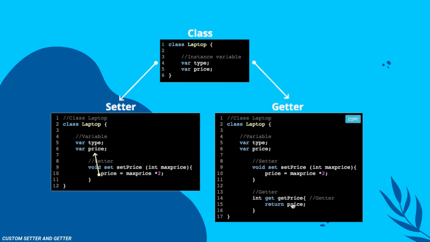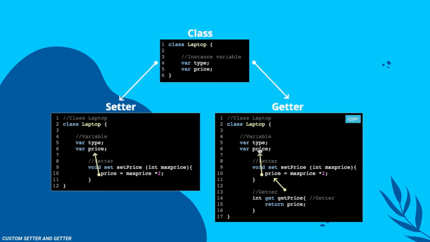What does the getter mean? The getter means you can take the value from the setter and print or use it in the main function. How to create a getter? You simply type integer get, then getPrice, with the return value of price. The price value comes from the price in the setter, where price is maximum price, and maximum price is this parameter multiplied by 2, and this price is saved into this variable.